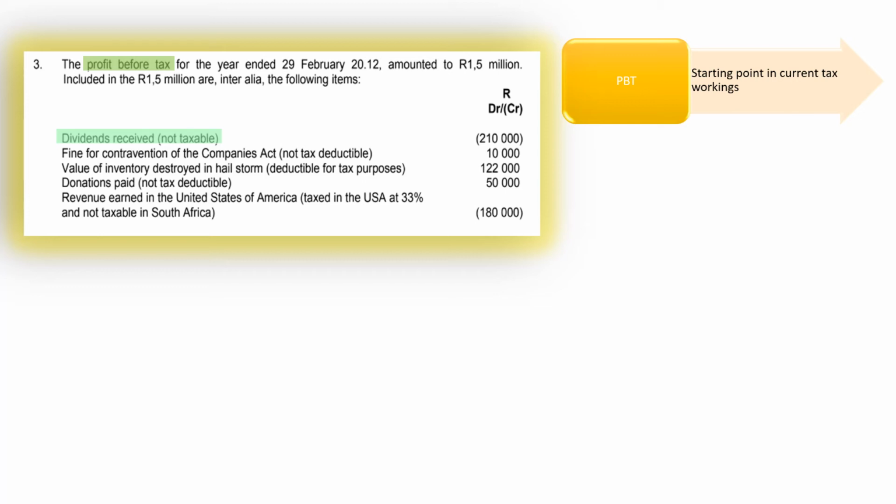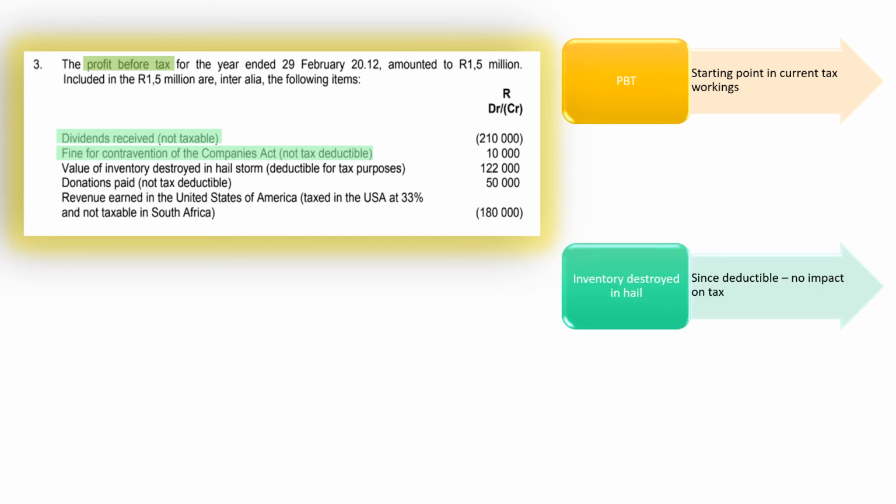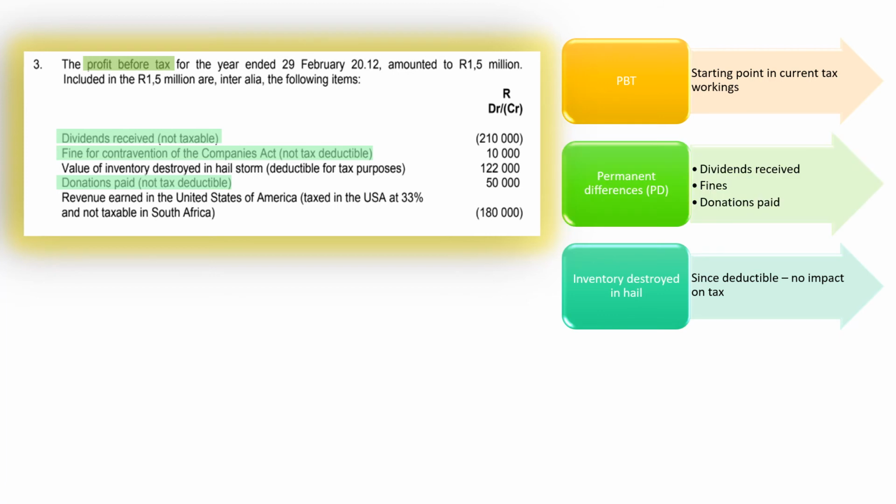Okay. Fine for contravention of the Companies Act, not tax deductible. Okay, that is also a permanent difference, so we also need to highlight that. Value of inventory destroyed in hailstorm, deductible for tax purposes. Since this is deductible for tax purposes, it has no impact on our tax recons. Donations paid, not tax deductible. Donations paid will have an impact on your permanent differences.